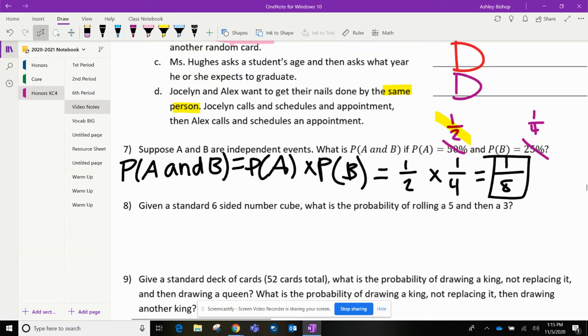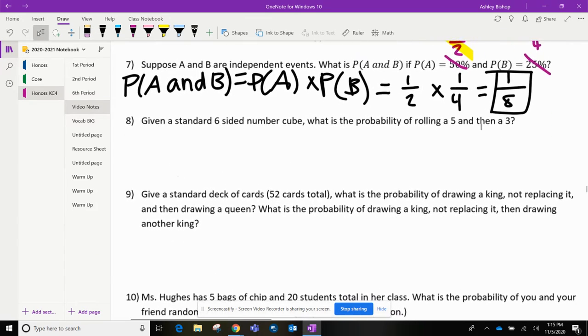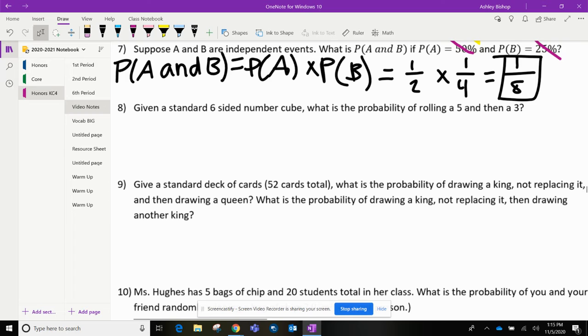Okay, so given a six-sided number cube, what is the probability of rolling a 5 and then a 3? So I notice that this is an "and" problem, and I've got to ask myself, do these two things depend on each other? The probability that I roll a 5 the first time and then I roll a 3 the second time, these two things are independent.